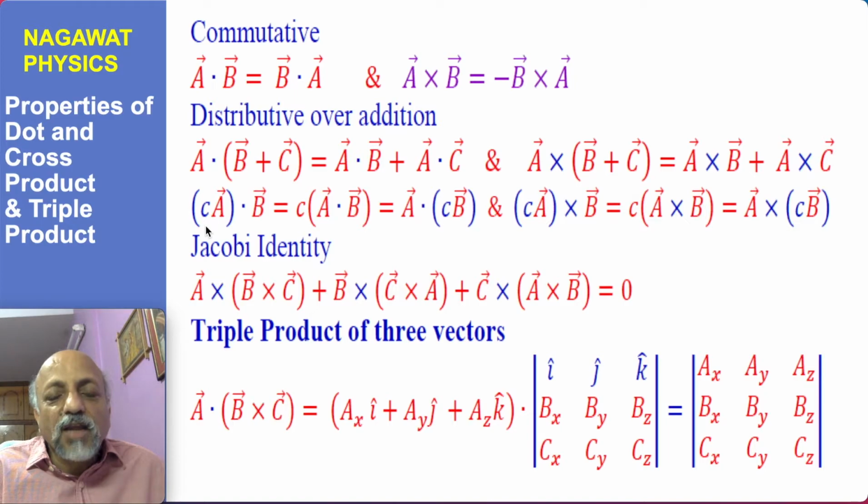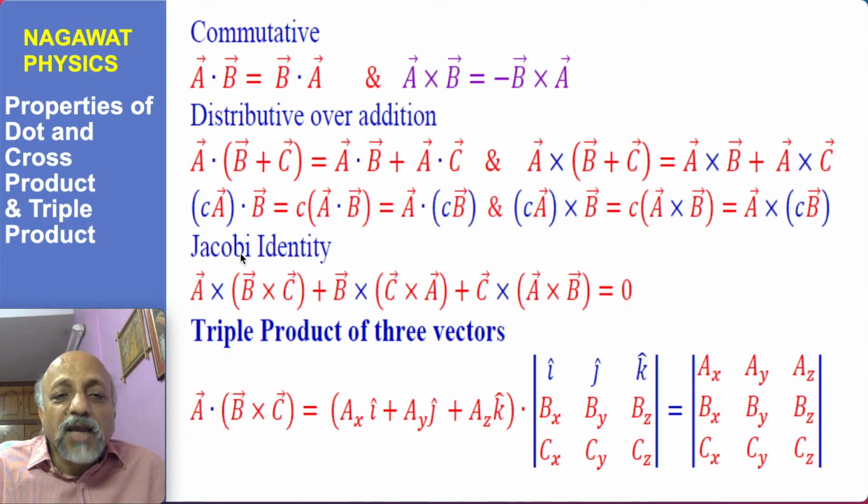In case of scalar multiplication also, if the constant is associated with A, whether you associate it with A or with B doesn't matter, and it would be the same whether you associate it with the dot product. So these are the relationships we have for both the dot product and cross product. The scalar multiplication effect is shown here.